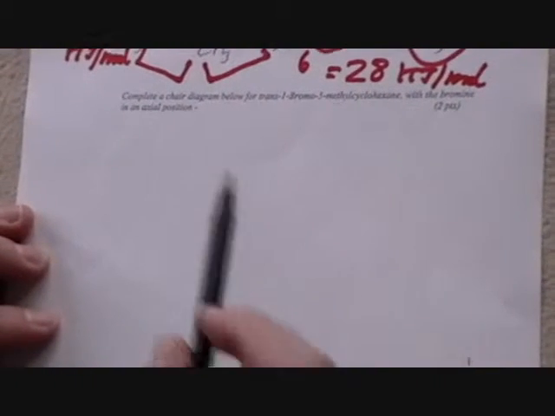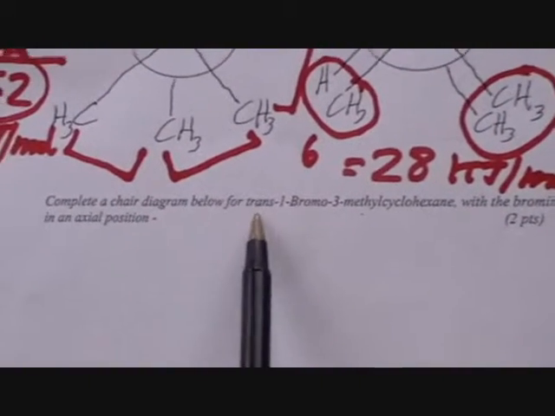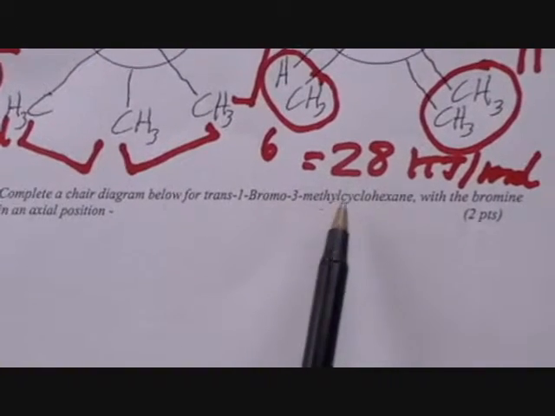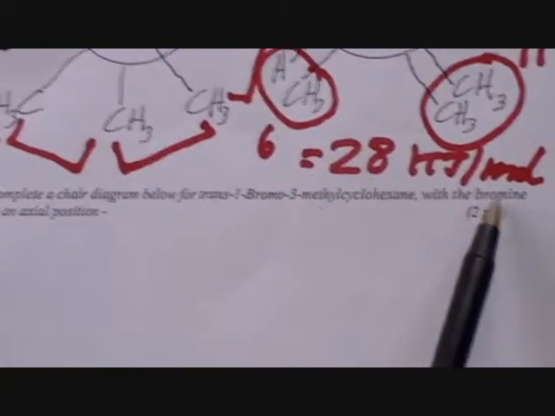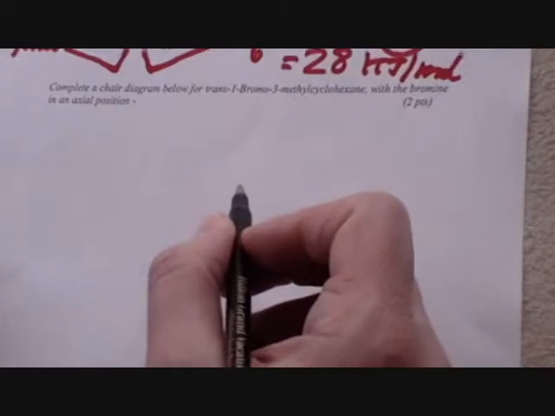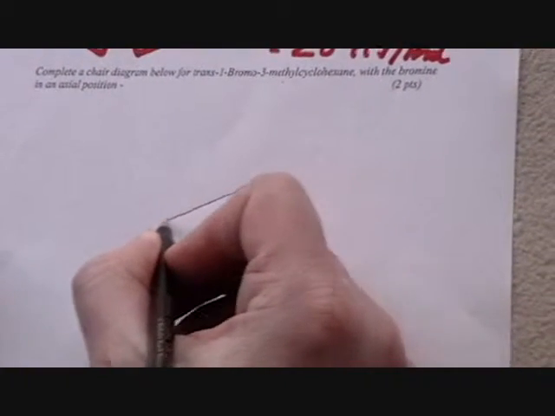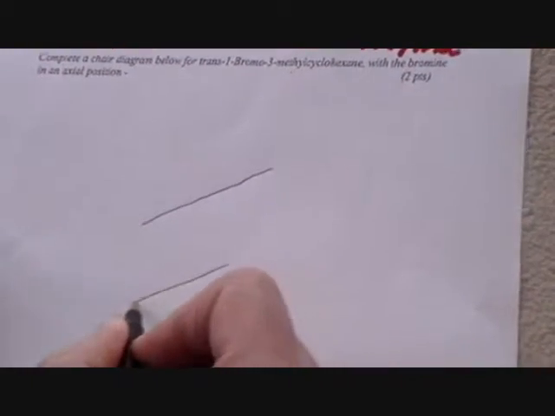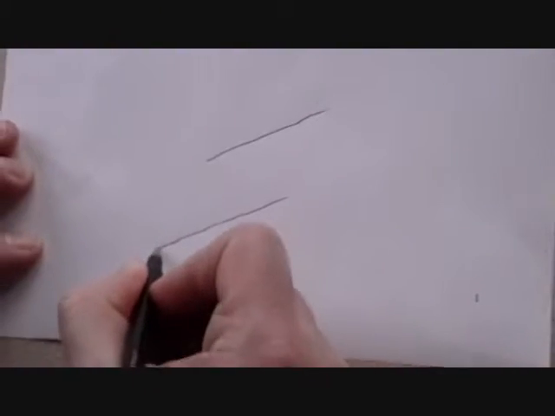So let's take a look at this second problem on page 1. And we've got this trans-1-bromo-3-methylcyclohexane molecule. And we're going to put the bromine into the axial position. So we need to draw our 6-membered carbon ring first. So as usual, we'll draw two parallel lines which are sloping down, and one of those lines is slightly ahead of the other. And for the direction where the lines are sloping down, the end carbon is going to be up from that position.